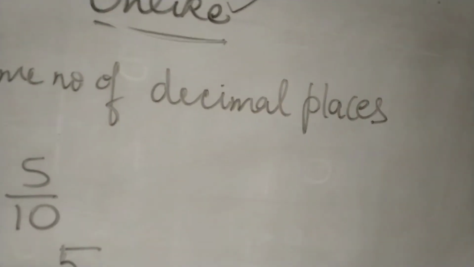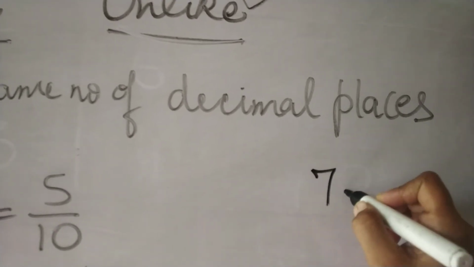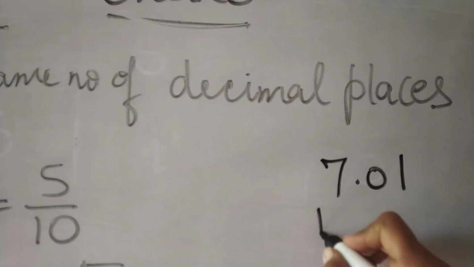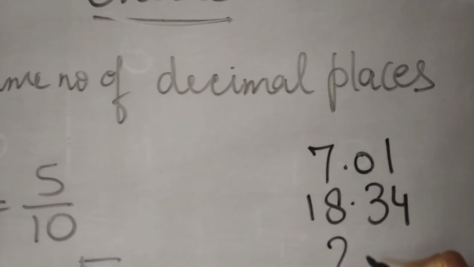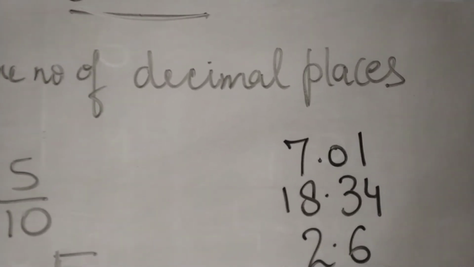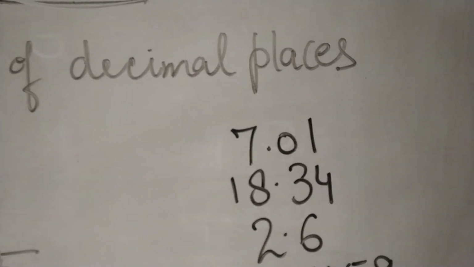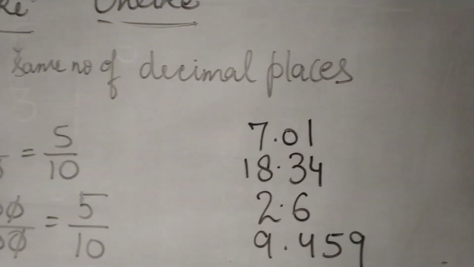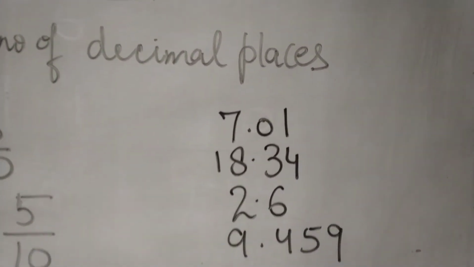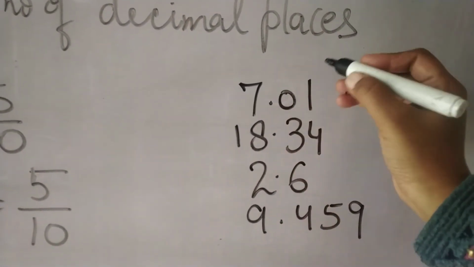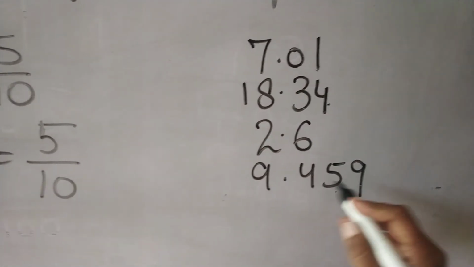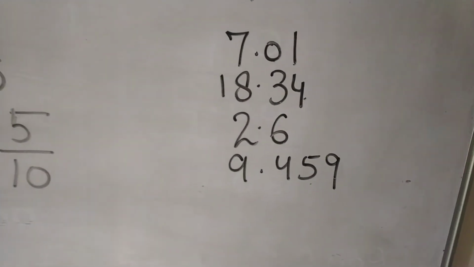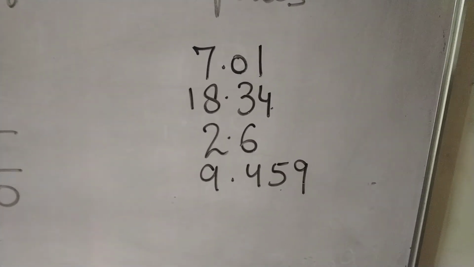Let's take one more example. Suppose I take 7.01, 18.34, 2.6 and 9.459. These four have different values. That means they are not equivalent. This is clear. Now, after the decimal, these have two numbers, two numbers, one number and three numbers after the decimal. So they are unlike decimals.